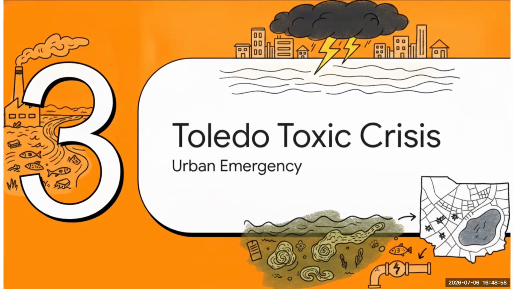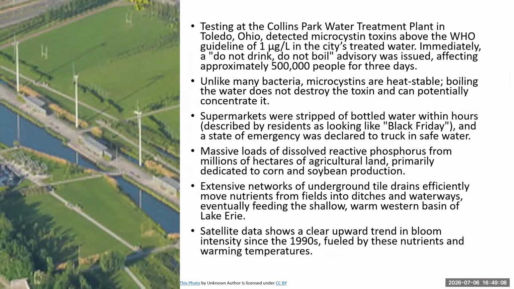Let's ground this in a very concrete example to see how this plays out in real time. Let's move on to our first case study, the Toledo toxic crisis. This is actually one of the best known examples of eutrophication, from the 2014 Toledo water crisis case in the United States.